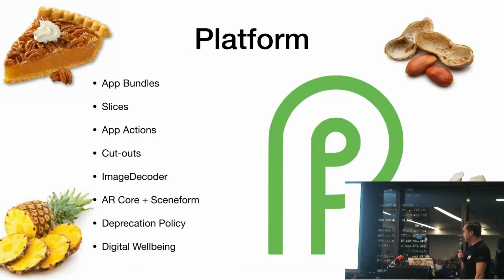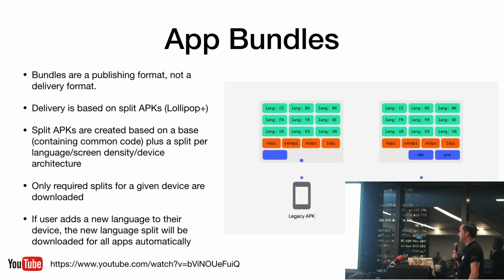So, Android P. Who knows what it's going to be called? These are my guesses. Peanut, popcorn, pineapple I'm hoping for. That's going to be quite cool. Pecan pie. And we'll talk app bundles, slices, actions, and all the things you can see on the screen there. First up, app bundles. These are kind of cool.